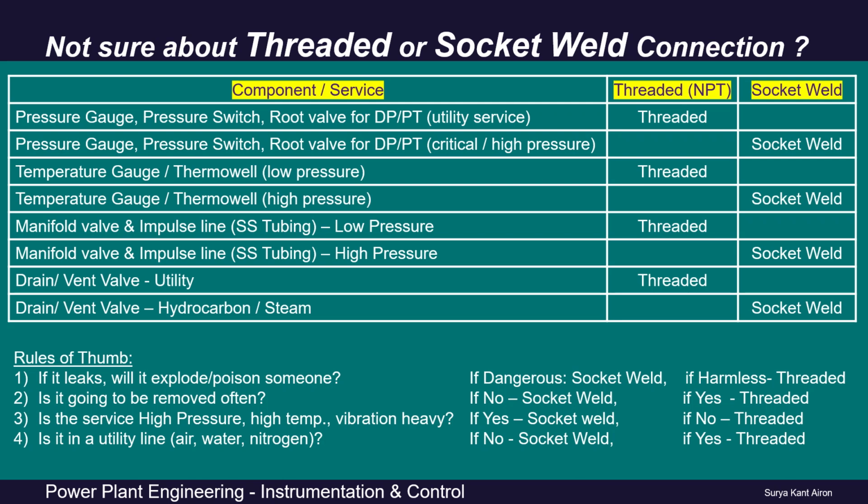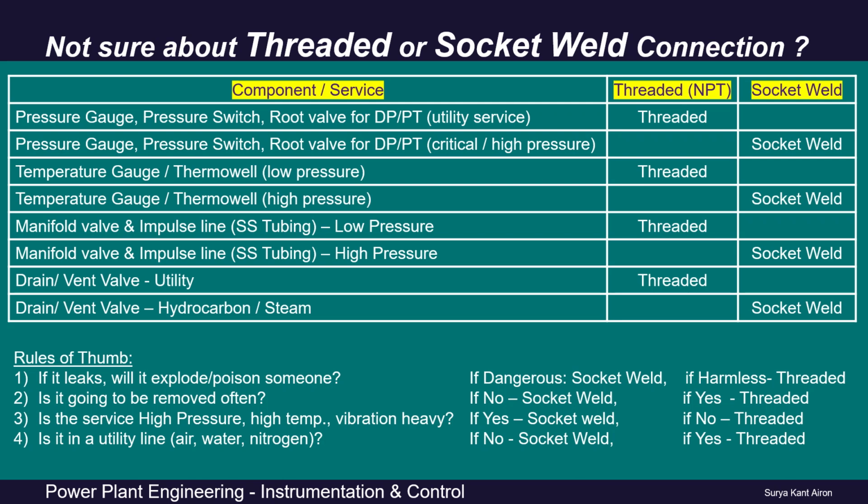So basically, a quick rule of thumb is we have to ask ourselves the question: if it leaks, will it explode or poison someone? If the answer is dangerous, then go for socket weld. Otherwise, if harmless, then you can easily go with threaded. The second question to keep in mind is whether it is going to be removed often. If yes, then to remove frequently, we have to use threaded. But if no, and it is a permanent connection we need, then socket weld.